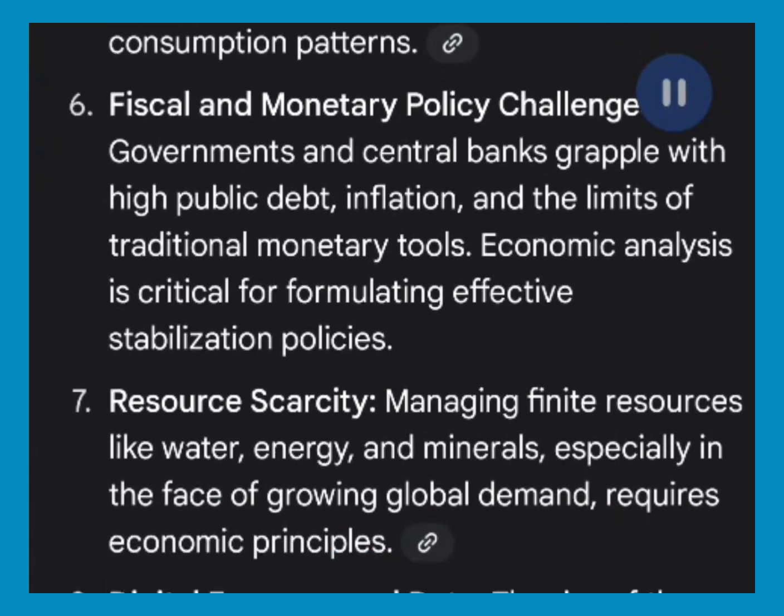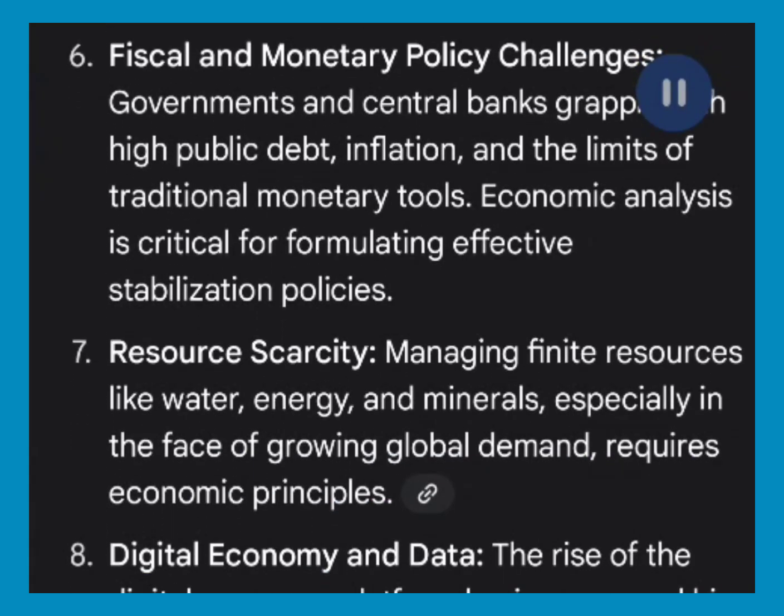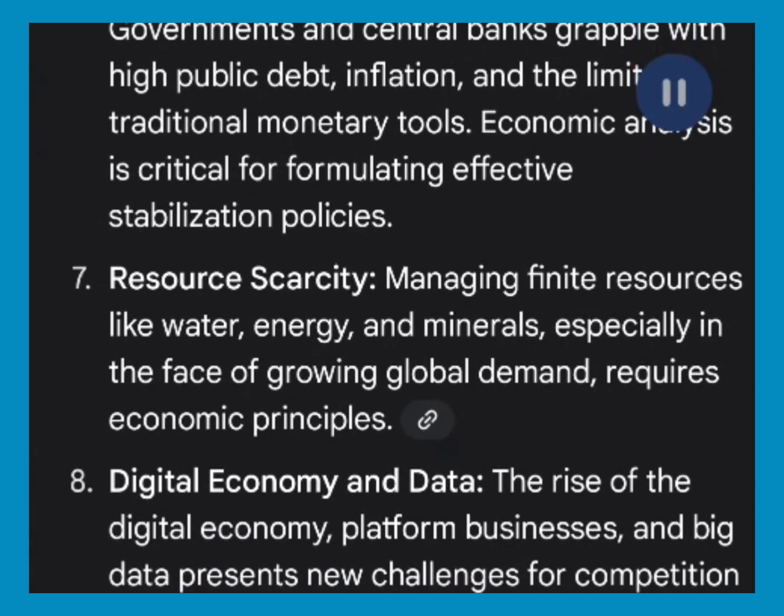6. Fiscal and monetary policy challenges. Governments and central banks grapple with high public debt, inflation, and the limits of traditional monetary tools. Economic analysis is critical for formulating effective stabilization policies.